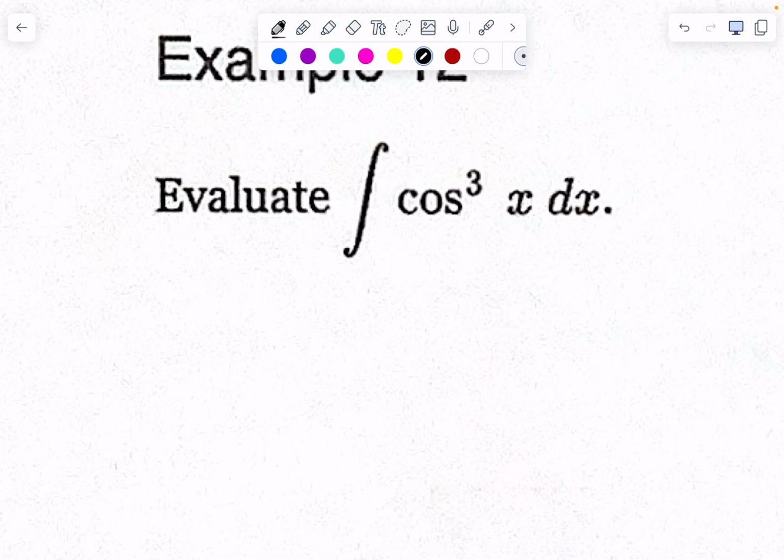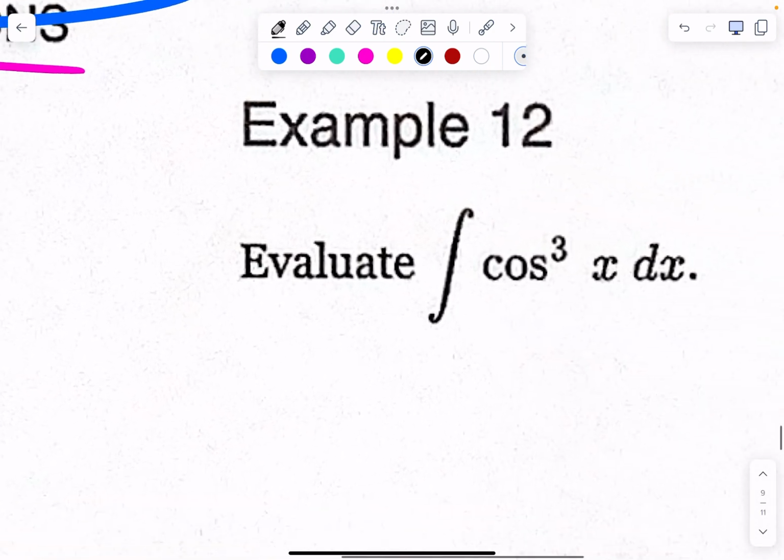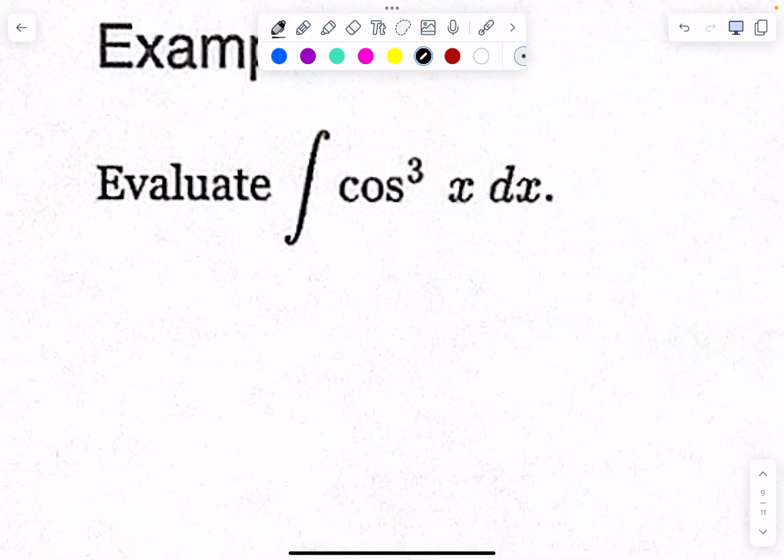All right, so this is another one of these less apparent substitutions. These are like, would you know how to do that? All right, so here we go. Bear with me.